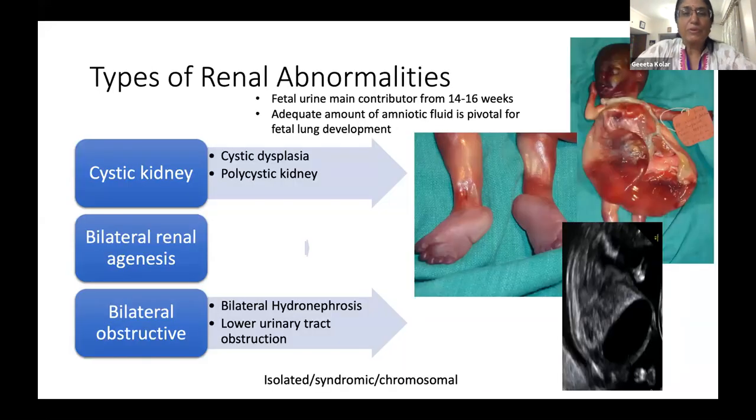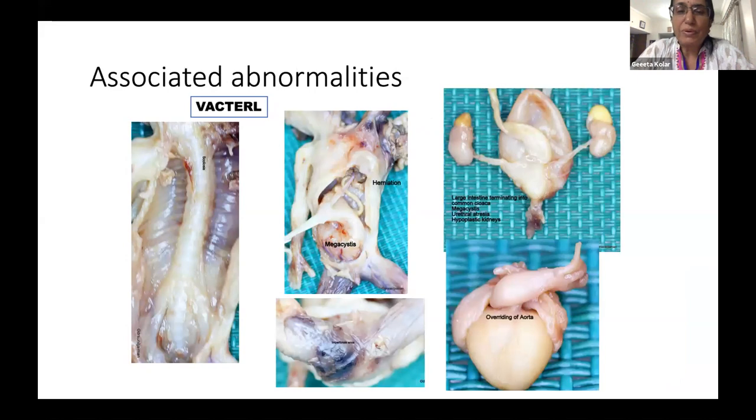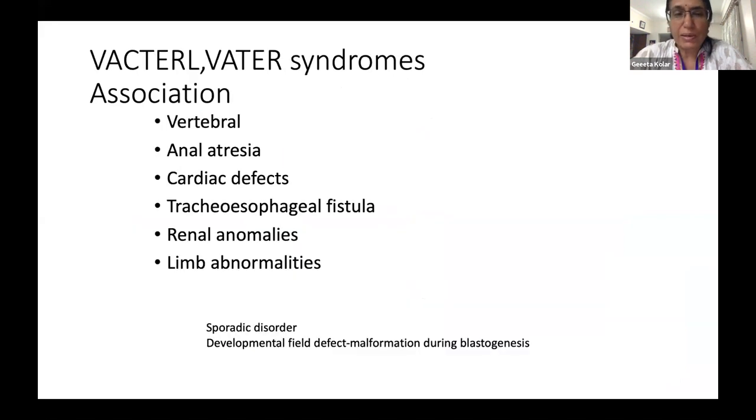So the types of renal abnormalities could be cystic kidneys, bilateral renal agenesis, or obstructive uropathies. Whenever you have an obstructive uropathy or any of the renal causes, always remember to again rule out associated abnormalities like VACTERL. So what is VACTERL or VATER syndrome? You will have vertebral abnormalities, anal atresia, cardiac defects, tracheoesophageal fistulas, renal abnormalities, and limb abnormalities. What is important? It's a sporadic disorder.